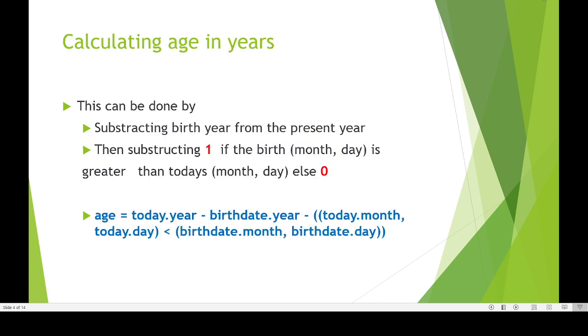So if we consider this in simple form, to calculate age, first we have to subtract the birth year from the present year, then we have to subtract 1 if the tuple of birthday month and day is greater than the tuple of today's month and day. If it's not so, then you have to subtract 0. So in Python syntax, we can write age is equal to today's year minus birthday's year minus the tuple in logical form, tuple of today's month and day less than tuple of birthday month and day.